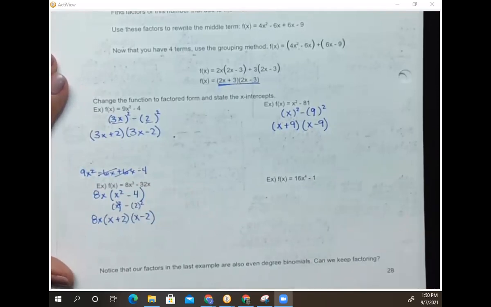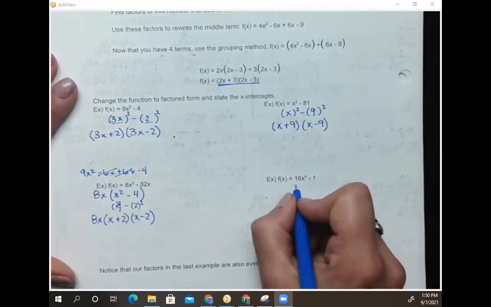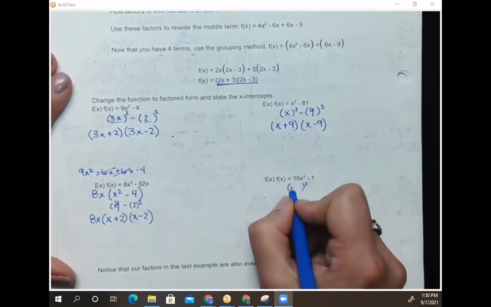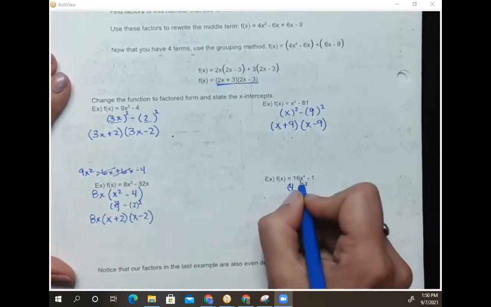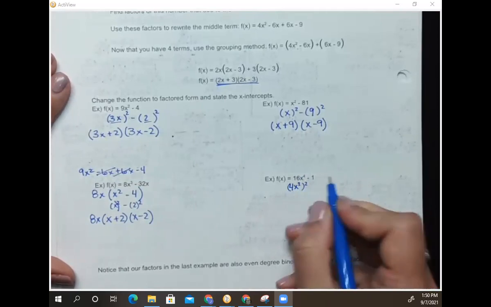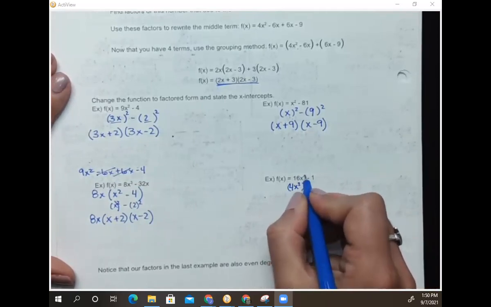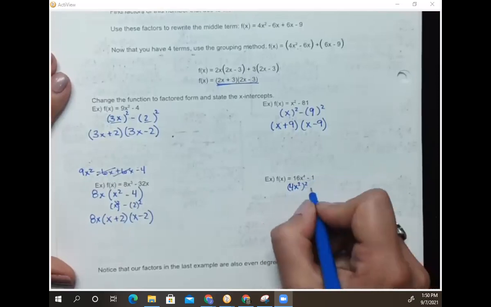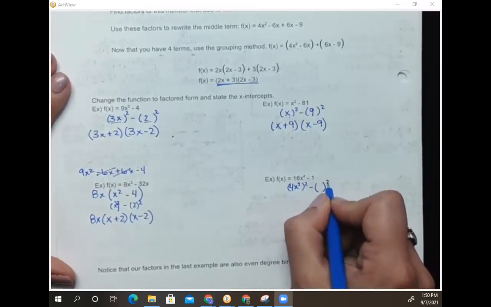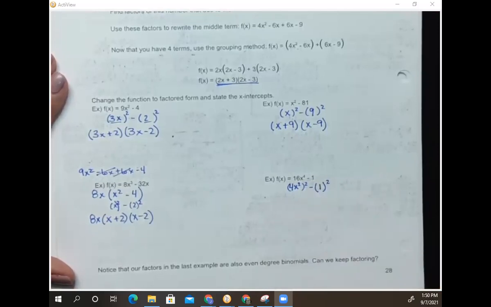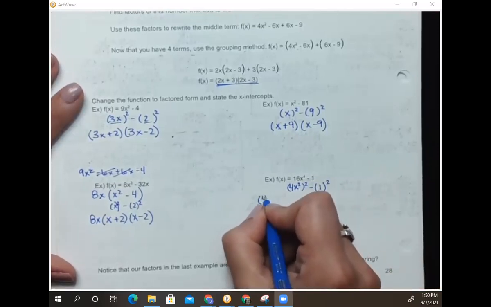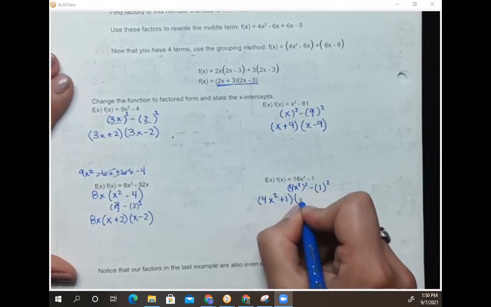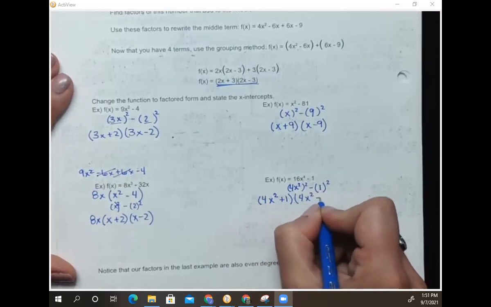Our last example on page 28, we're going to work the same way. So I want to know, what did I square to get 16x to the 4th? Well, 16 is 4 squared, and x to the 4th would be x squared squared. Remember, power to a power, we would multiply. 2 times 2 would give me 4. So my first term was 4x squared that I squared. And my second term, what would I square to get 1? 1. So my factored form here would be 4x squared plus 1 times 4x squared minus 1.